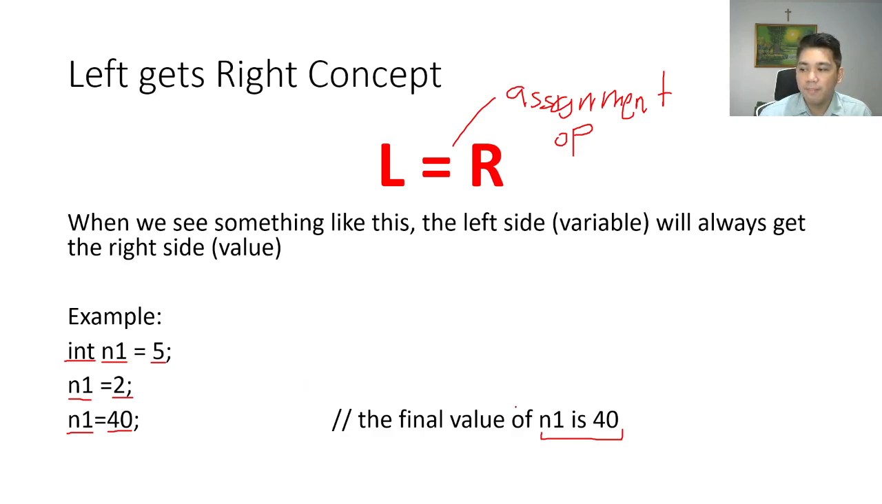Now, the final value of a variable is actually the last value a variable is carrying. In this example, the last value n1 is carrying is actually 40. So it will disregard 2, it will disregard 5. The value of the variable at the end of its life is 40.